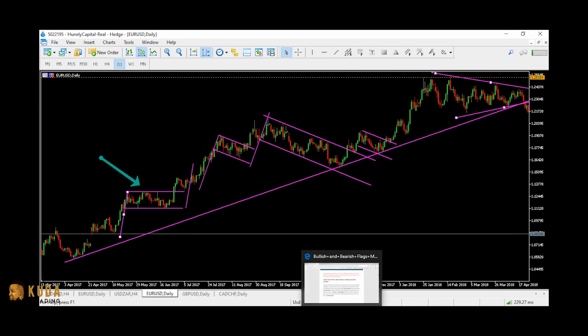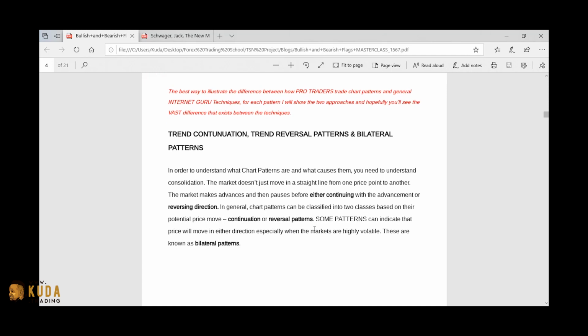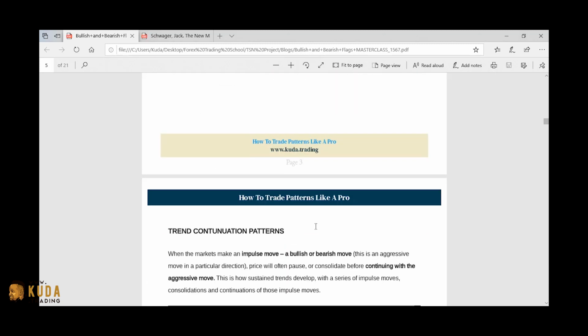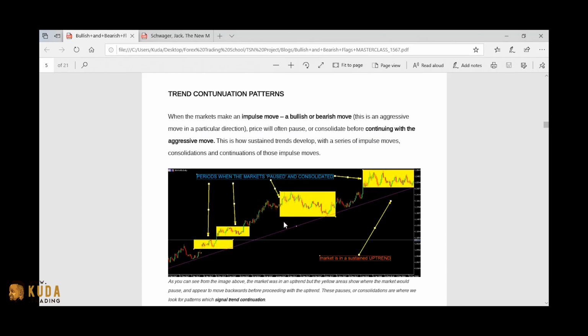So that is what you need to know and understand about consolidation. Whenever consolidation happens, expect to see a pattern that will indicate whether the price will go up or down or reverse. I've just shown you this. This is the same euro dollar chart. The yellow blocks are showing us the consolidation periods.